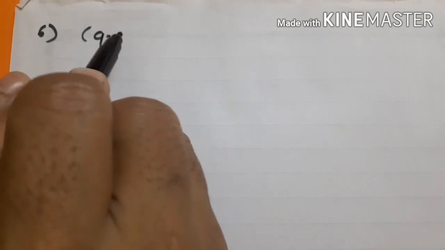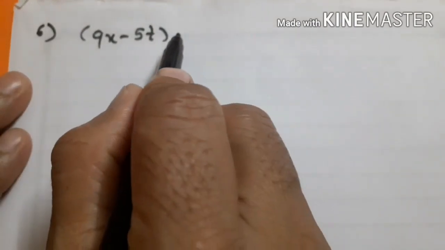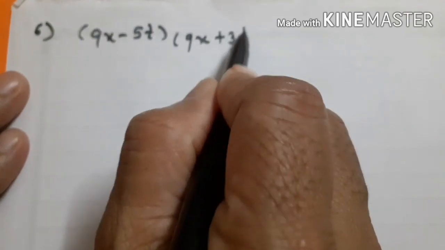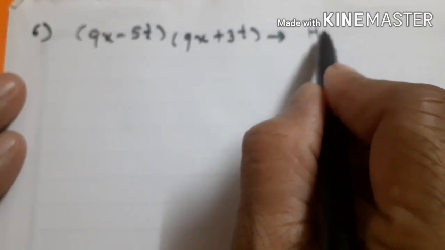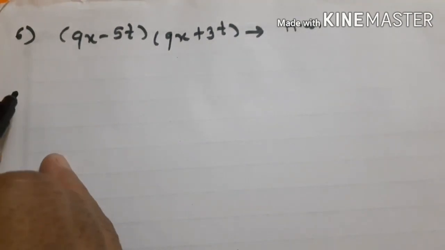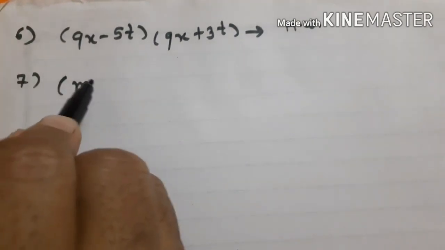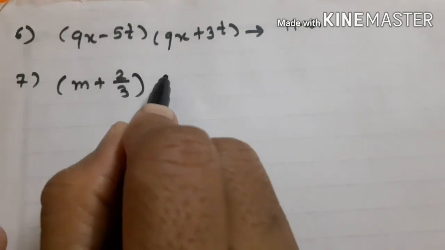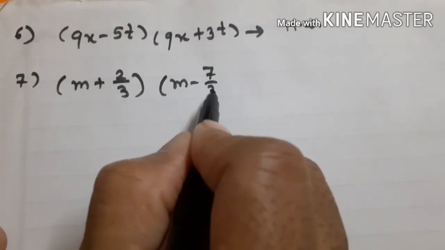Now next example we have given, the sixth one: 9x minus 5t and 9x plus 3t. This is homework. You solve this example and send me the answer. We have solved here the seventh one, m plus 2 by 3, m minus 7 by 3.